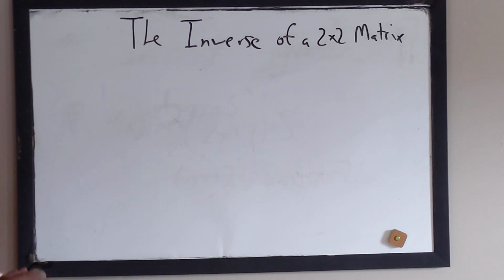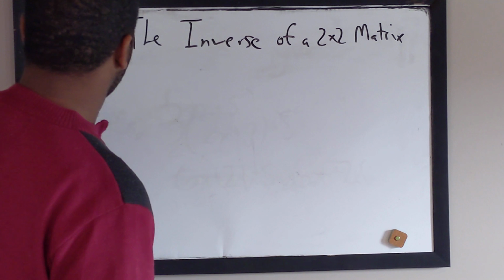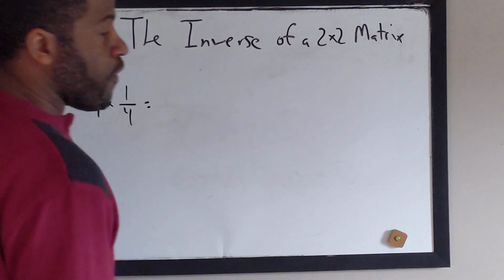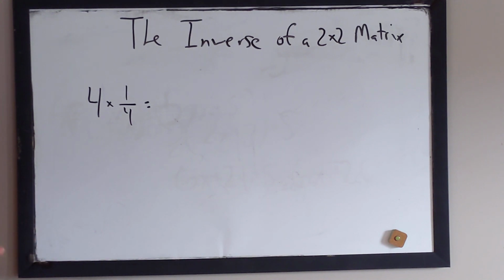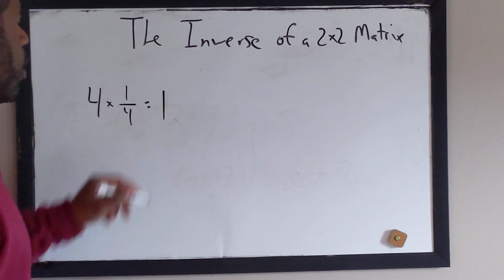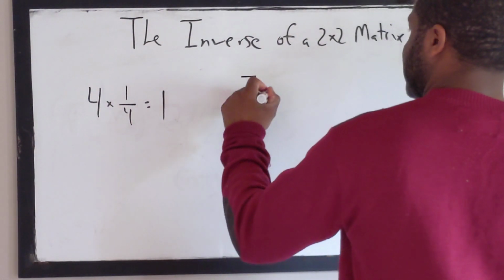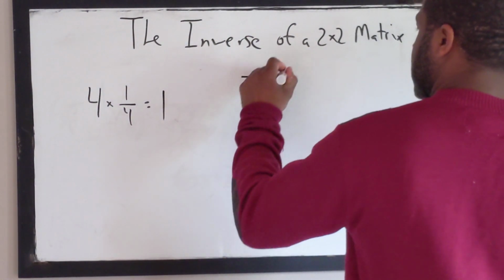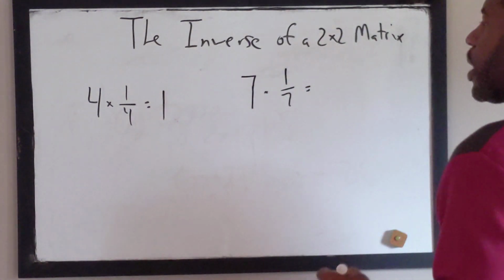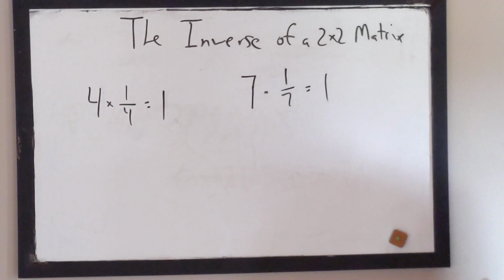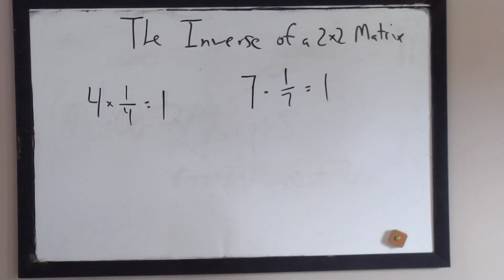Now we have 4 times 1/4. 4 times 1/4 is 1. Okay, we have 7 times 1/7, which is 1. Okay, now we can come down a little further.